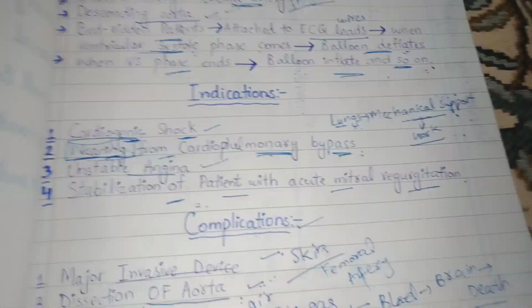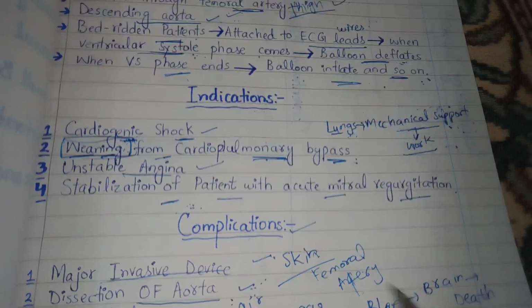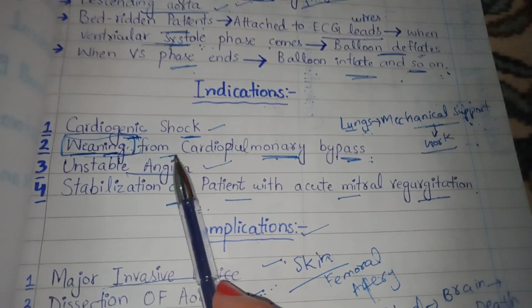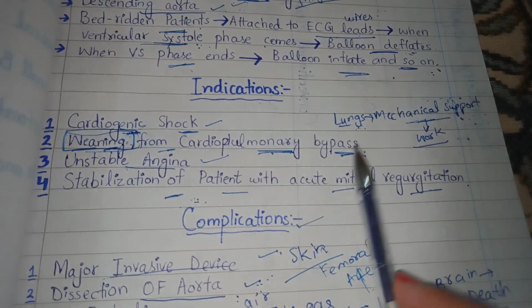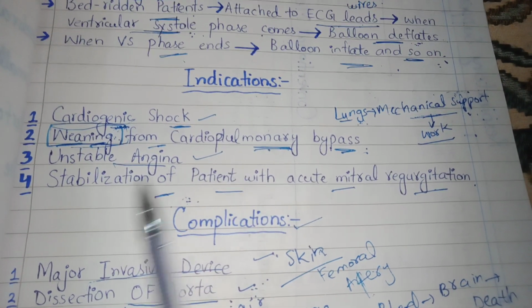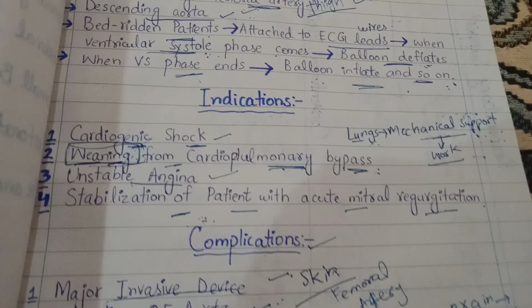Now we will discuss the indications of intra-aortic balloon pump. There are four indications of intra-aortic balloon pump. Number 1, cardiogenic shock. Number 2, weaning from cardiopulmonary bypass. Number 3, unstable angina. And number 4, stabilization of patient with acute mitral regurgitation.